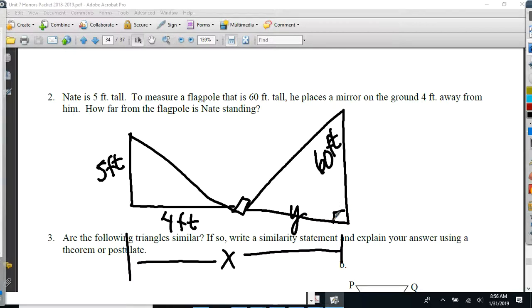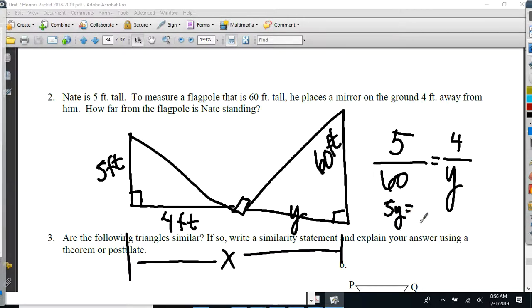Can we find this distance? What's the 5 match up with? The height of the flagpole, which is 60. The distance from the mirror is 4, and we're looking for this side that it matches up with, which would be y. So we have 5y equal to, what's that, 240?